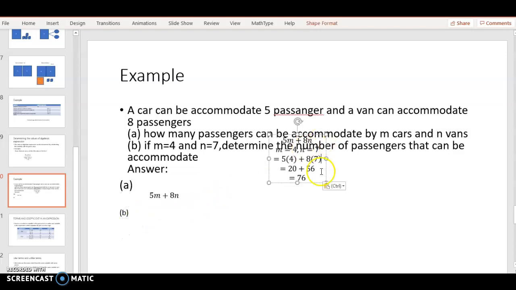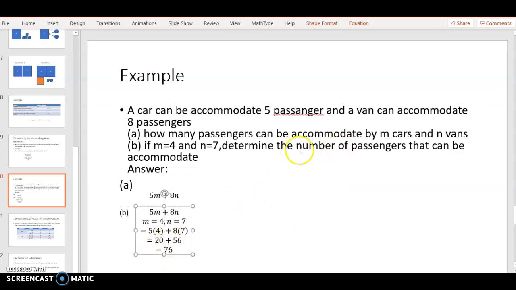For number B, the number of passengers that can be accommodated is 76.